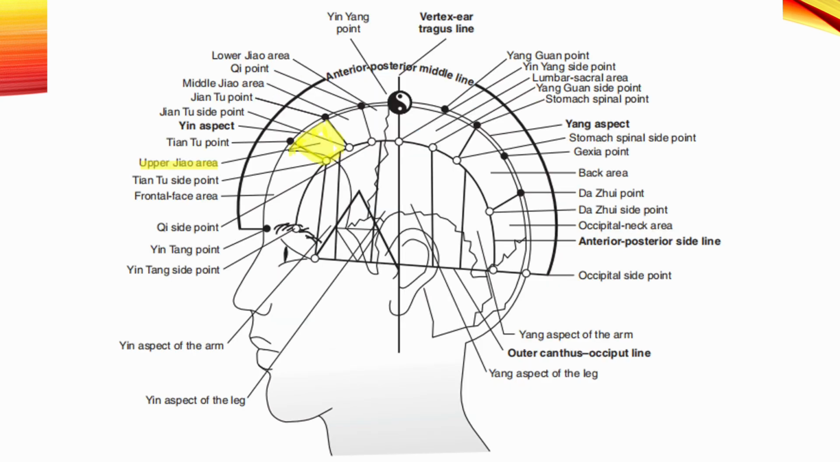Upper jiao area. The upper jiao area is the zone enclosed by the Tian-tu point, the Tian-tu side point, the Xian-tu point, the Xian-tu side point, and their connecting lines.